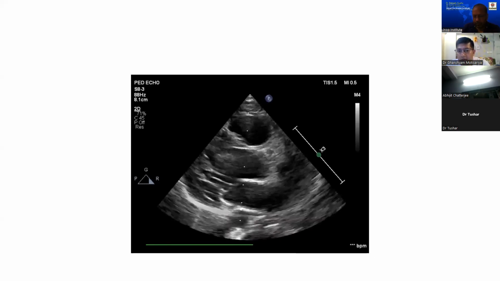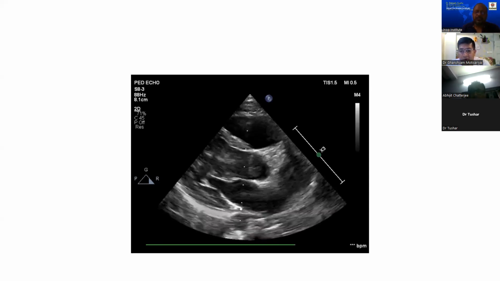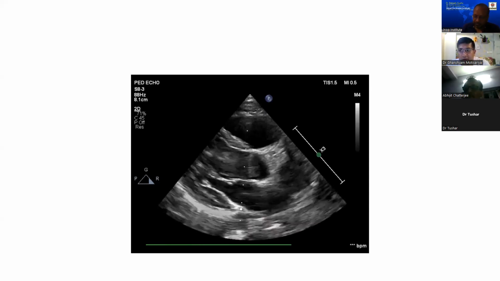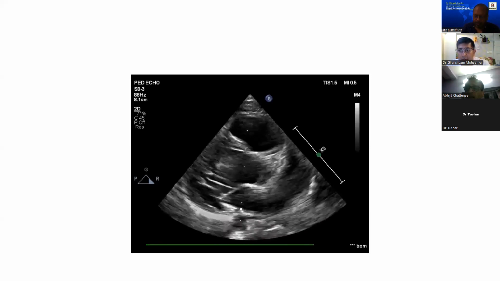So if you have a patient of this type, what places on the chest are you going to examine the patient? What views are you going to take? Abhijit, first we'll ask this question from the next person. Sir, we'll switch over to the next person.